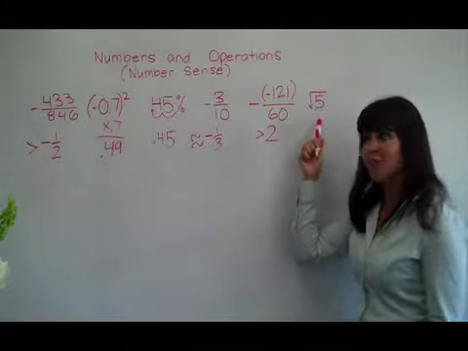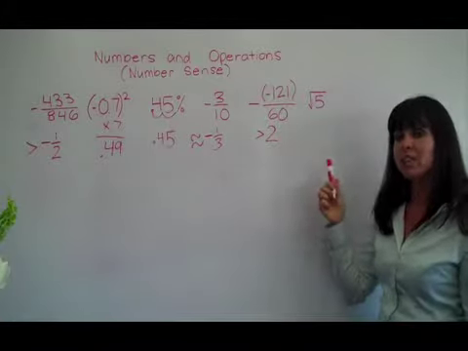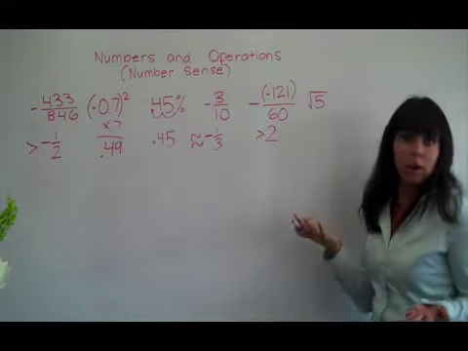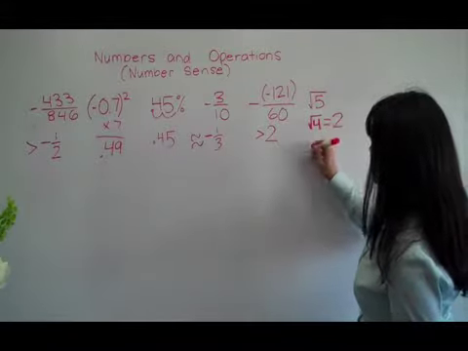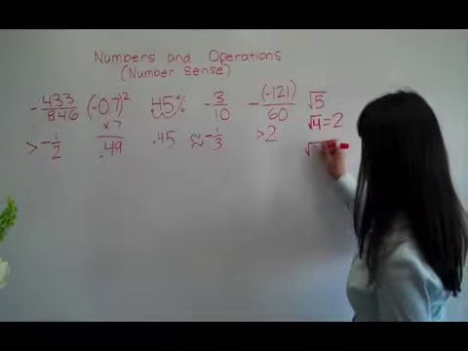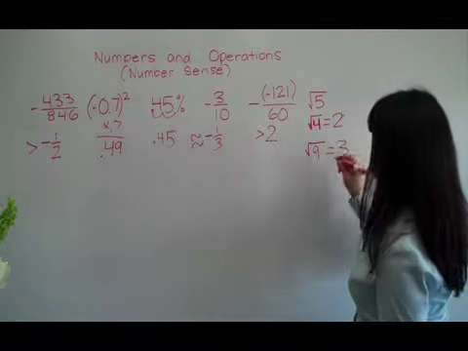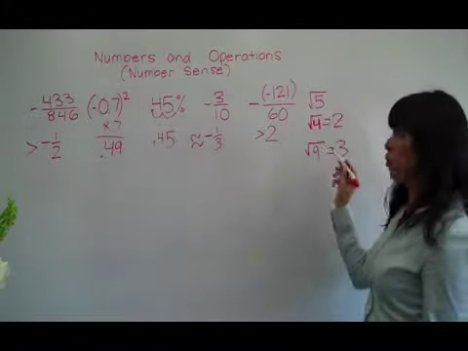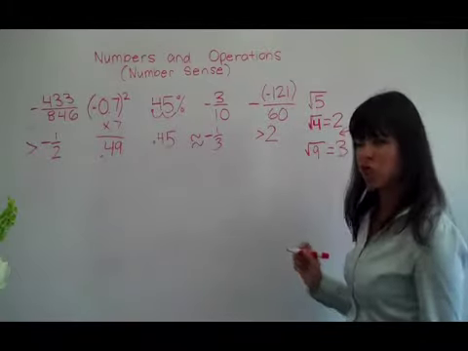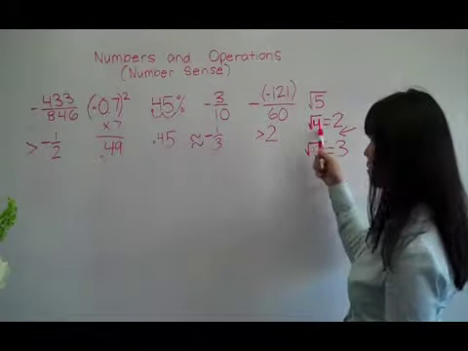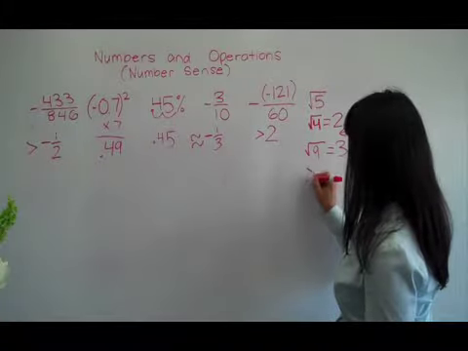Coming back to our square roots, remember, we don't need to know exactly what square root of 5 is. We just need to know what perfect squares are around it. So let's look at square root of 4 equals 2, and square root of 9 equals 3. So we know that it's going to be somewhere between 2 and 3, and probably closer to the 2 end because it's pretty close to this 4. So we know it's going to be greater than 2.